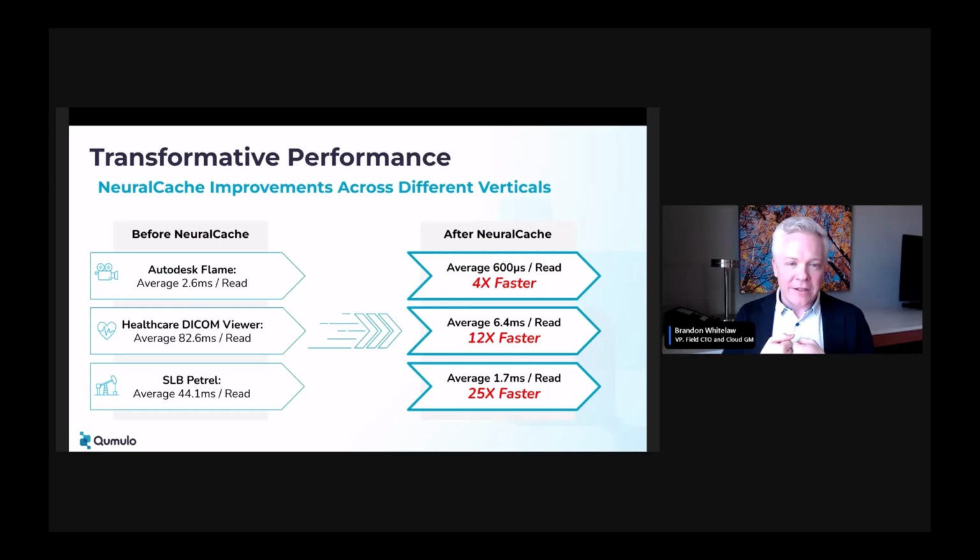For DICOM and medical imaging, a 12x improvement down to 6.4 milliseconds. Petrel, a 25x improvement down to 1.7 milliseconds from 44, which for one of our large customers who we're collaborating with on this, was 3 times faster than their on-prem scale-out NAS from another vendor, and twice the performance of the highest performing alternative option in Azure. So just immensely more capable.